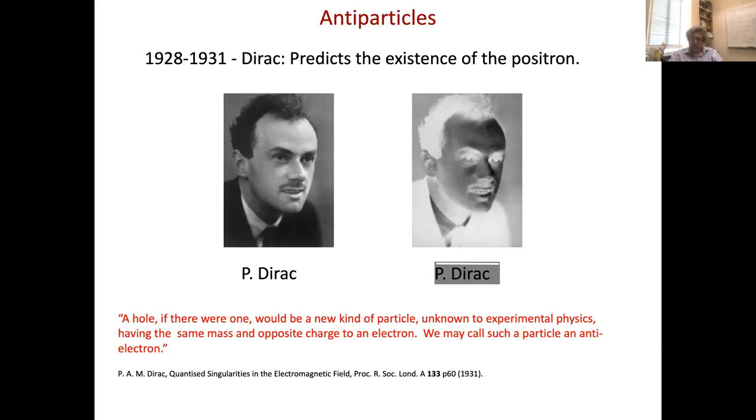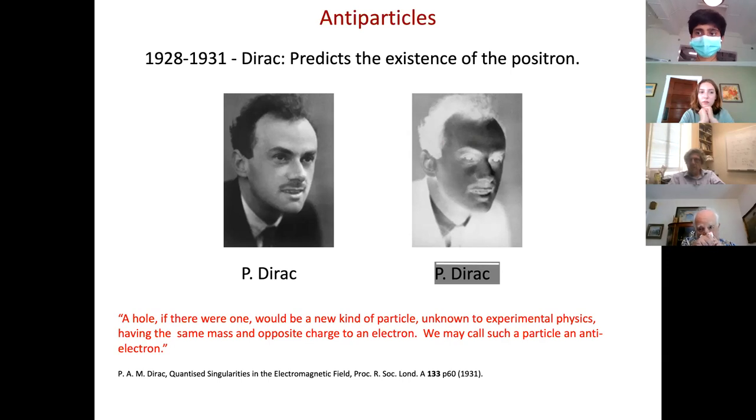He then solved his equation and he found out that not only was there a solution which corresponded to an electron, which is satisfying an equation that obeys special relativity and quantum mechanics, but there's another particle which would have a positive charge. And rather than think this is a mathematical artifact, he said, well, this might be a new particle. It could happen. My equation allows it. Why not? As I'll just read, a hole, if there were one, would be a new kind of particle unknown to experimental physics, having the same mass and opposite charge to an electron. We may call such a particle an anti-electron.